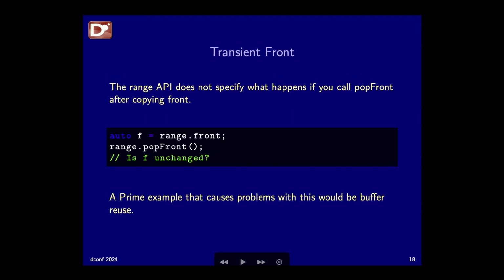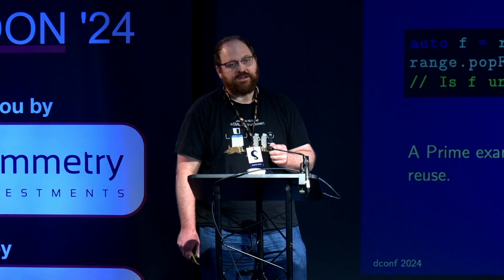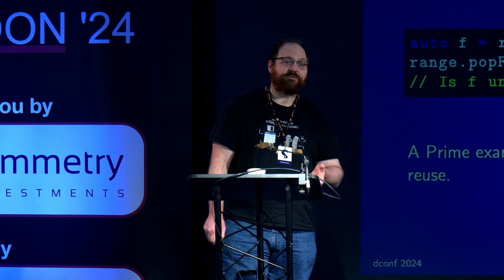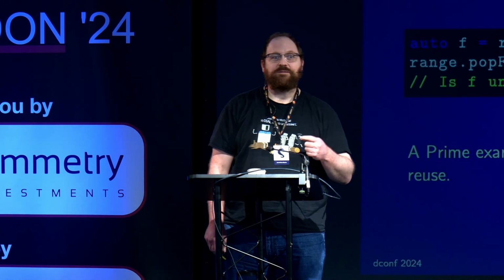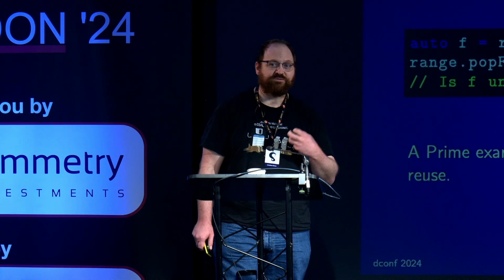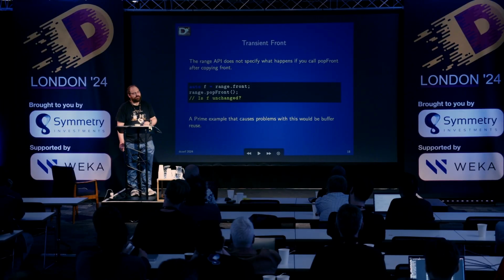Another thing that pops up is what we call transient front. The prime example of a function that causes this issue is byLine in std.stdio. In the vast majority of ranges, it is perfectly fine to copy front and store it and do other things with it. So you copy front, you call popFront, and your variable stays the same. However, it is technically possible to do things like return a dynamic array that's being used as a buffer, and popFront reuses it to get a new value, which is what byLine does. And so that means your copy has now changed.